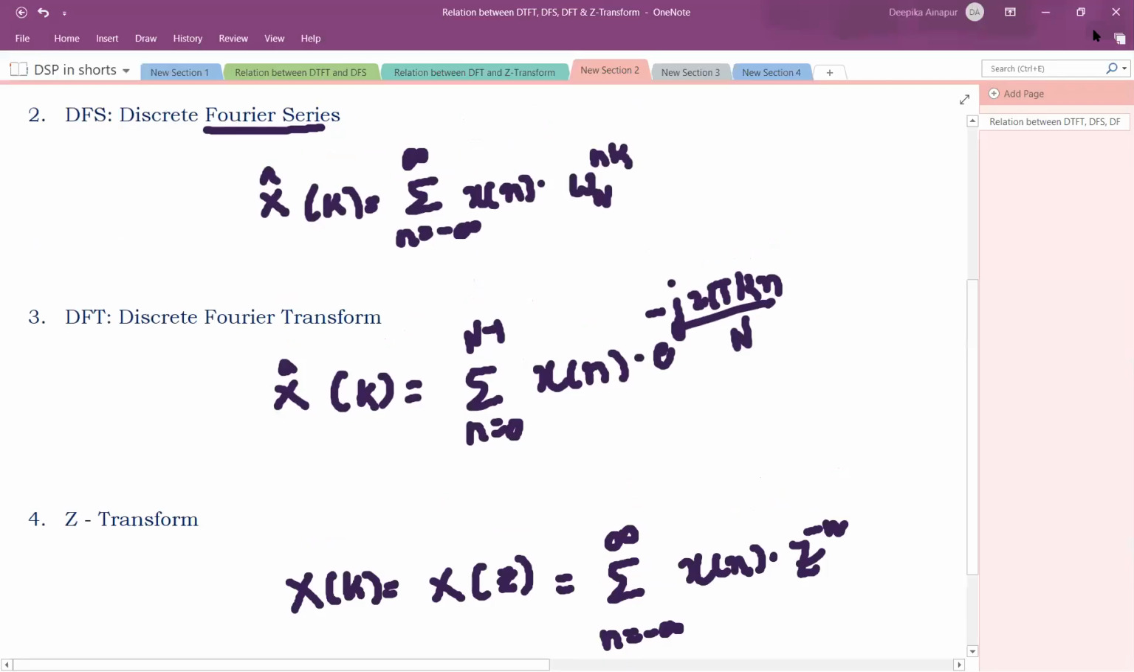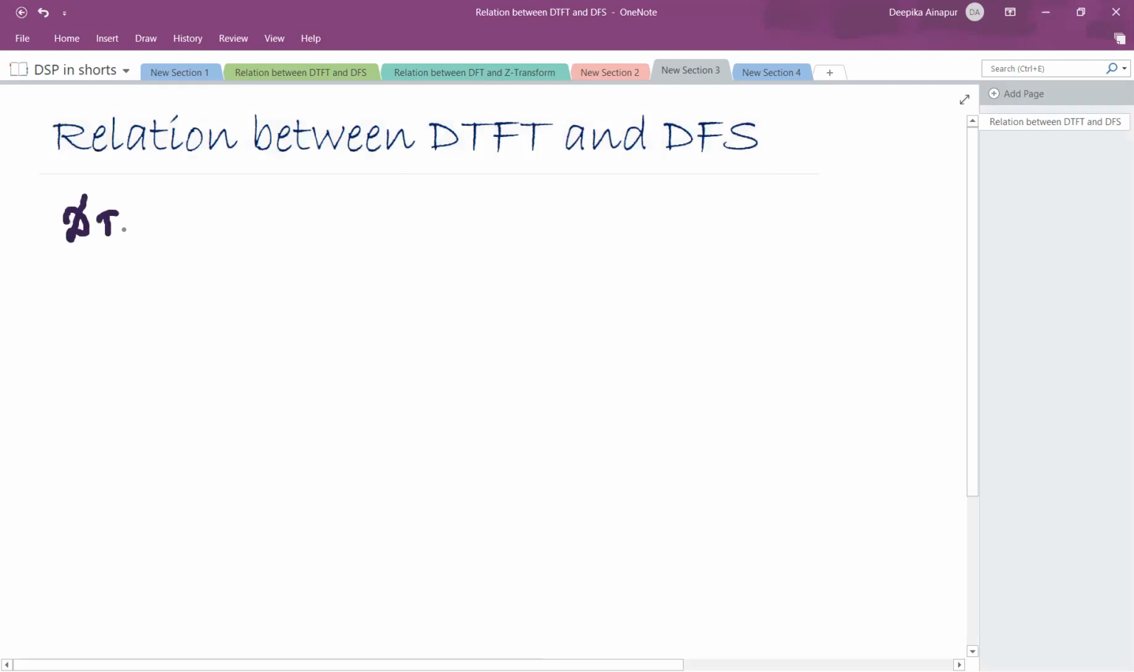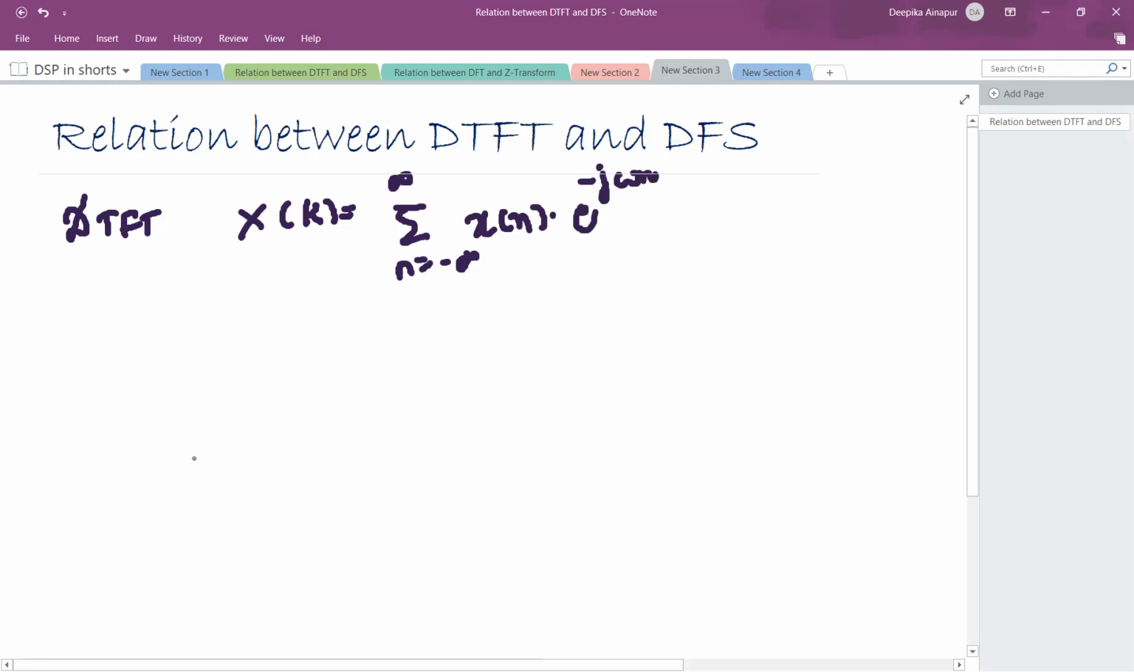Yes. Now, quickly, we will look at the relationship between the DTFT and DFS. For this, we know what is DTFT. X of k will be equal to summation n equal to minus infinity to infinity x of n into e raised to minus j omega n, as DTFT is for the infinite series. And then we also know the equation for the discrete Fourier series.